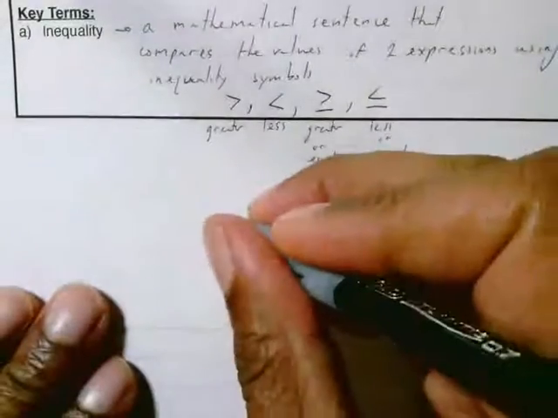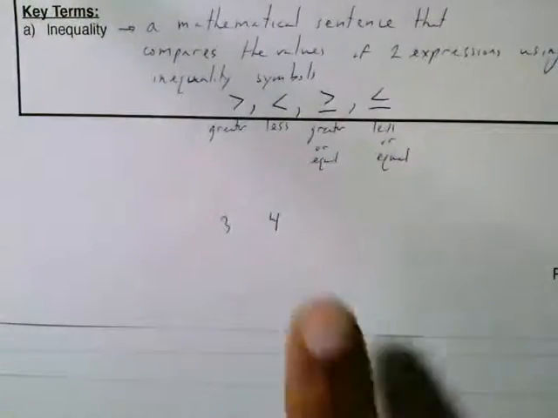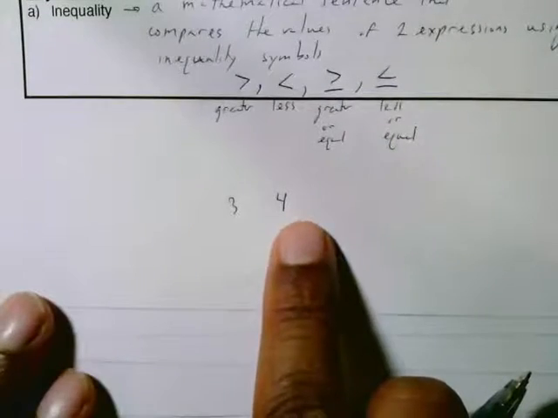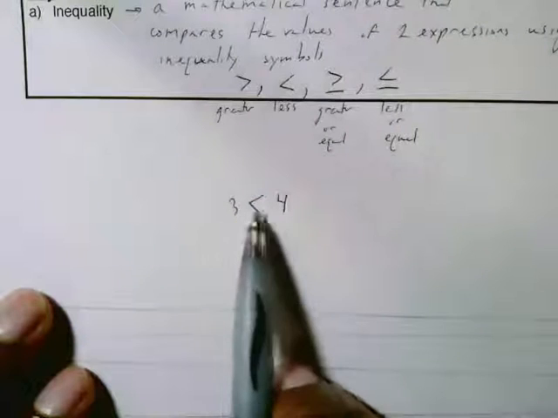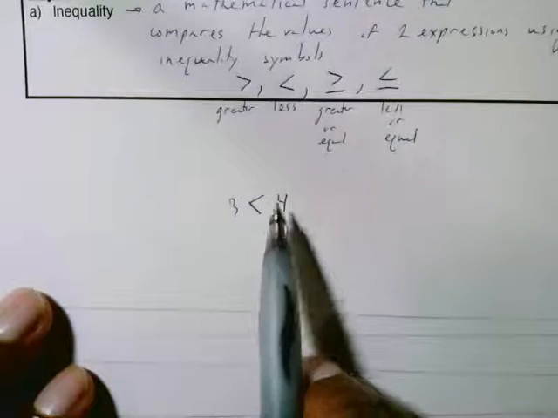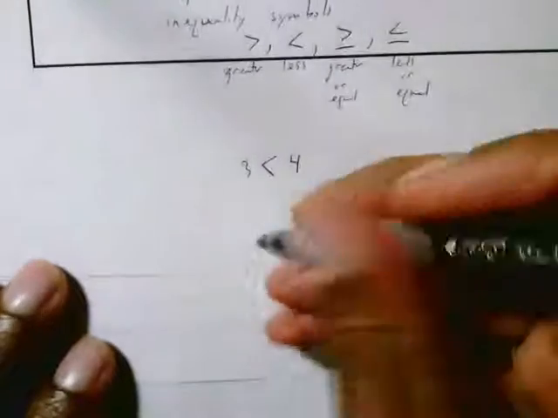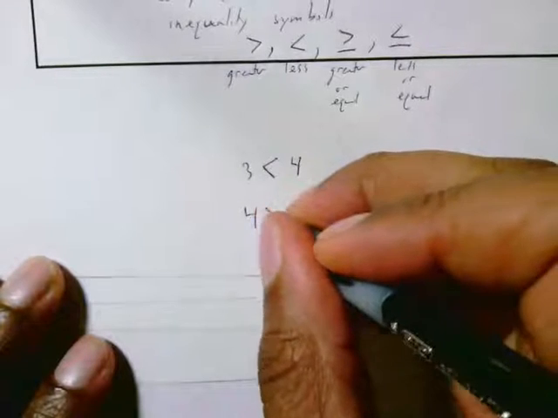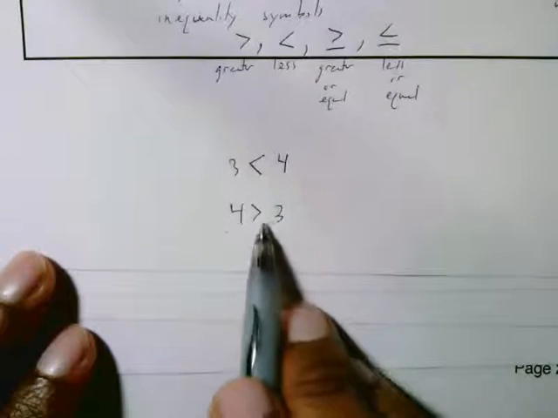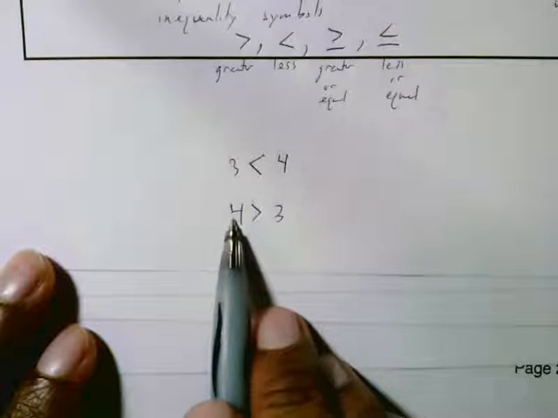So for example, if I have the numbers 3 and 4, obviously 4 is bigger, so I can say this way: 3 is less than 4. Notice the bigger side is facing the bigger number. If I go the other way around, 4 is greater than 3. Once again, the bigger side is facing the bigger number.